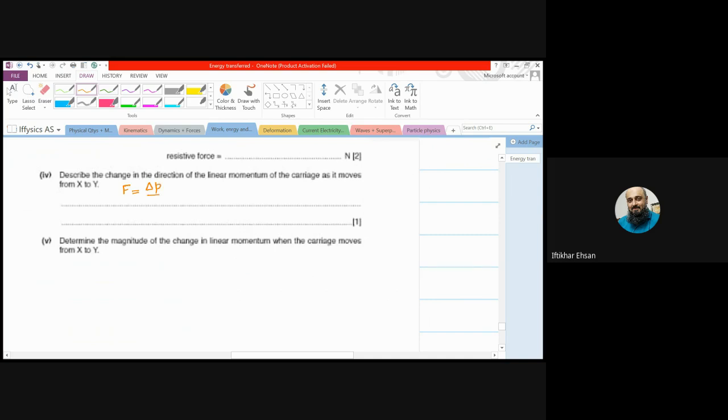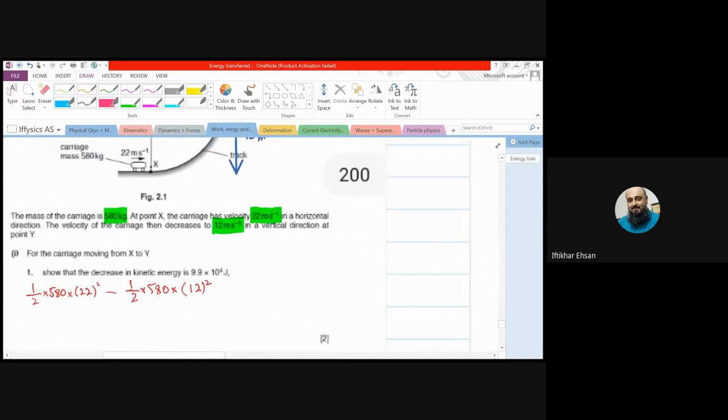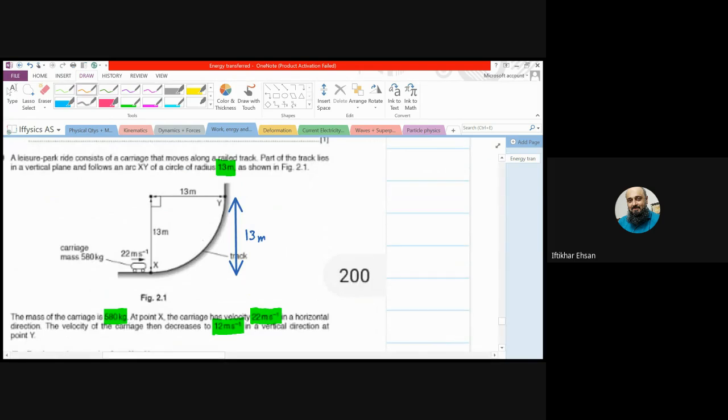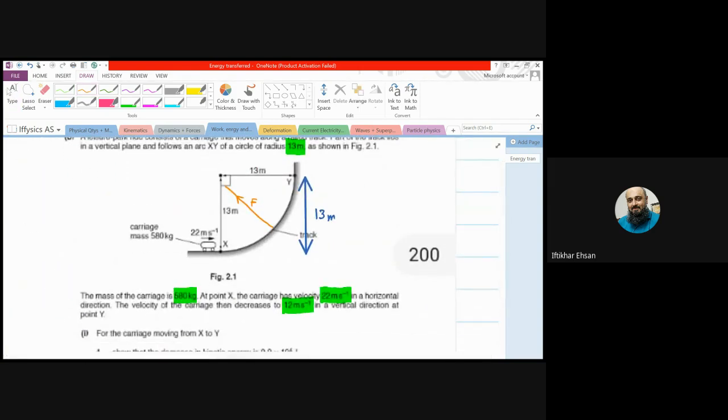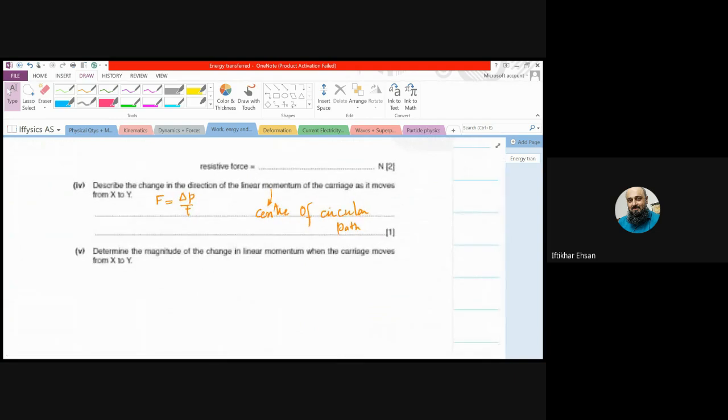And beta, here the object was moving along a circular path. So when an object is moving on a circular path, the direction of force is always towards the center. And whatever is the direction of force, the same is the direction of change in momentum, because force and change in momentum are directly proportional. So the direction of change of linear momentum is towards the center of the circular path. Is there any name given to that? No name is given. So just saying towards the center of the circular path will be sufficient.